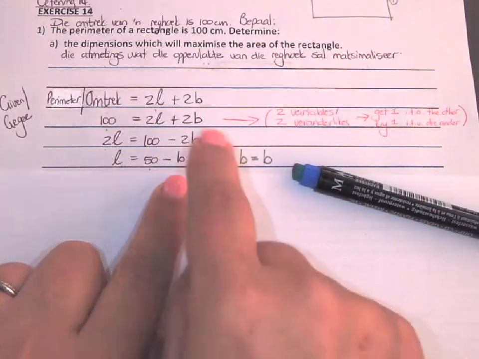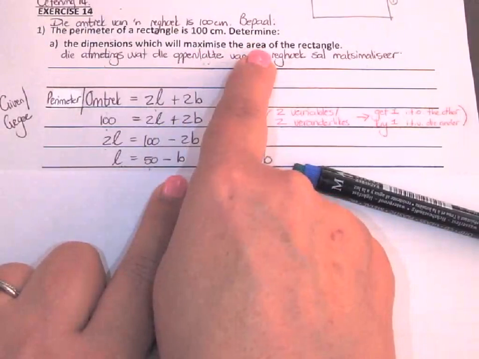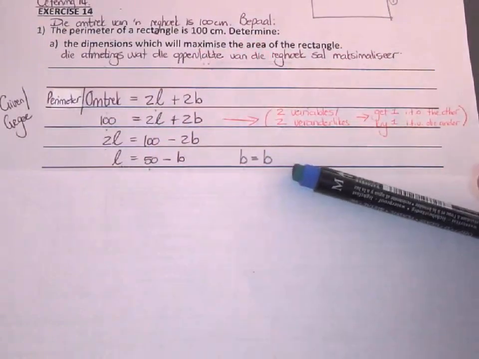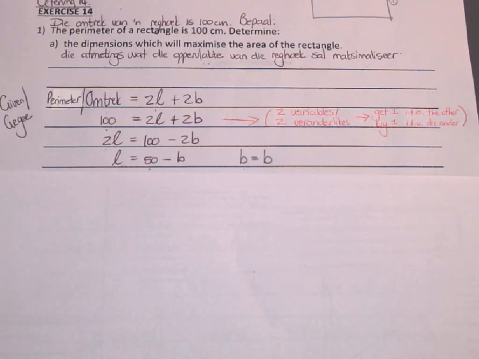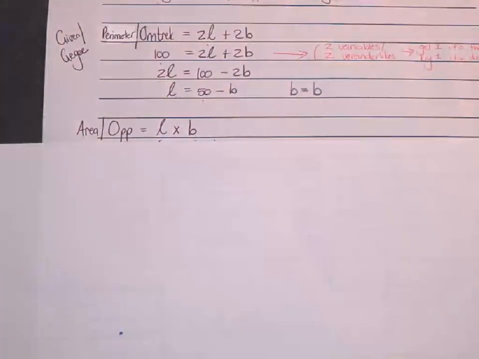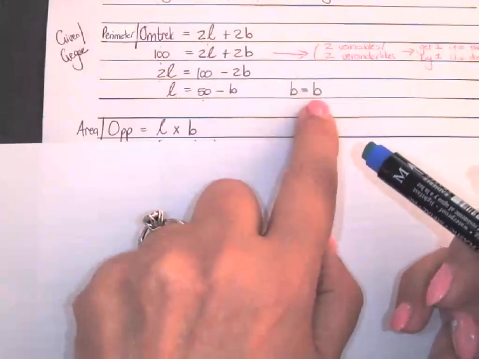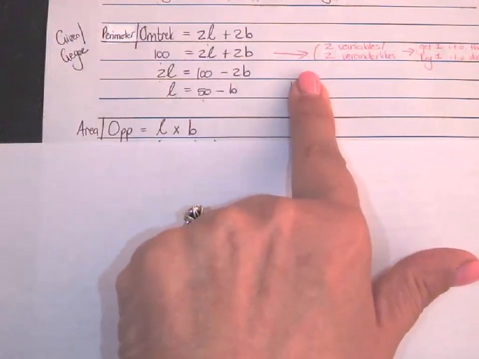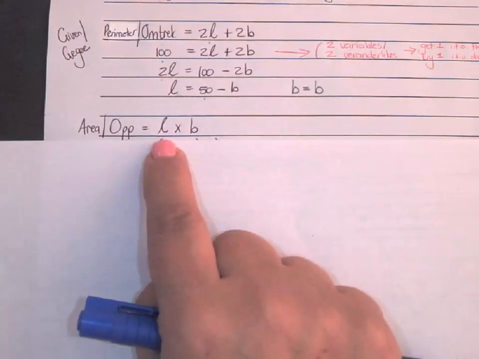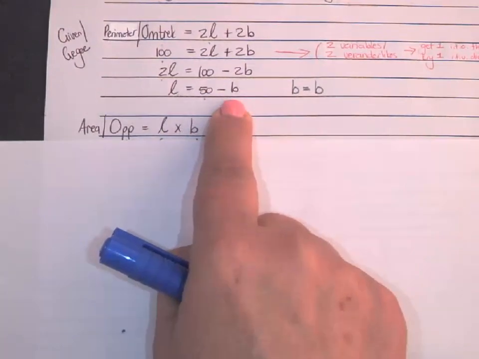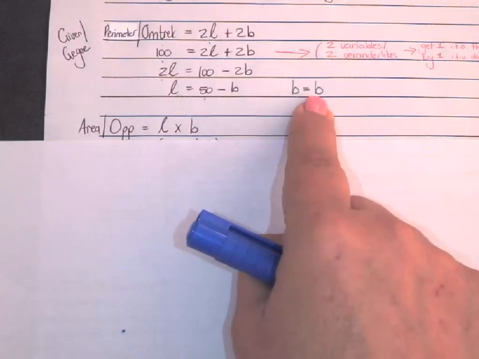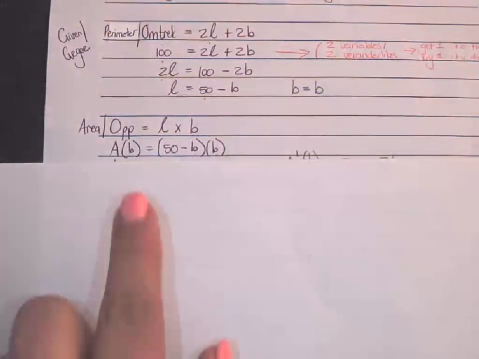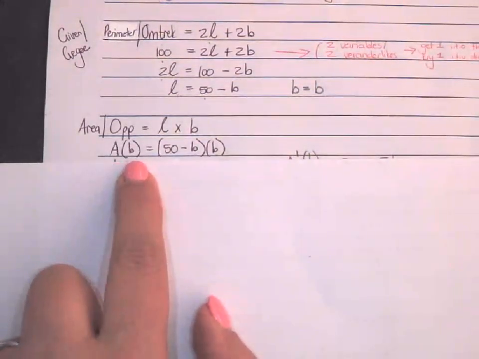What do they want? They want to maximize the area. So we need the area. What is the area's formula? Length times breadth. Just to say that the breadth is the breadth. We didn't change that. Okay, you don't have to write that. So the length has a value. It's 50 minus b. And breadth has a value. It's b. Substitute that in, and we call it area with the variable b.